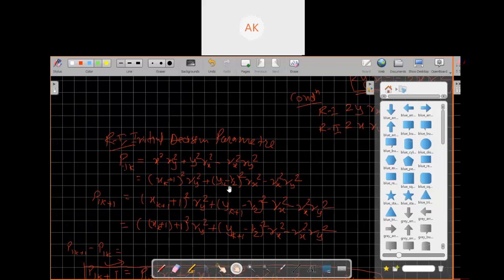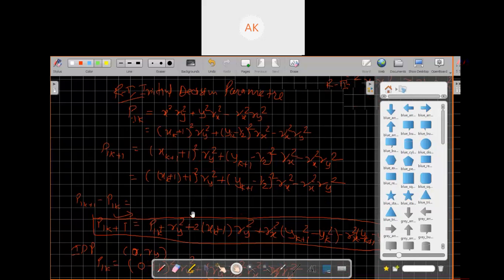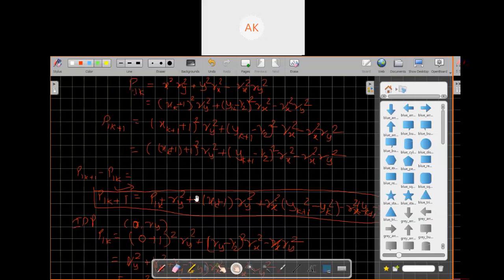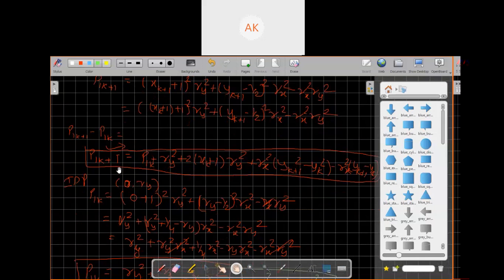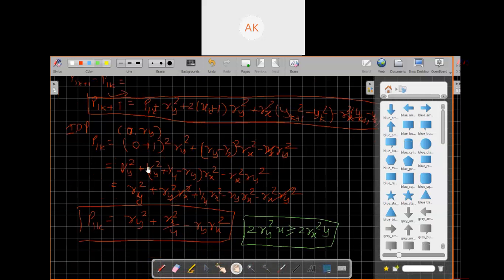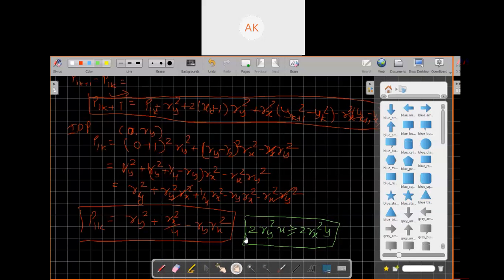Okay, pk. Just put the value, and for the next decision parameter, as you know, just replace the value of k with k plus 1 and calculate. For finding the initial decision parameter, just put the initial coordinate, which is (0, ry), and find this initial decision parameter, and this is the condition where our region 2 will start.